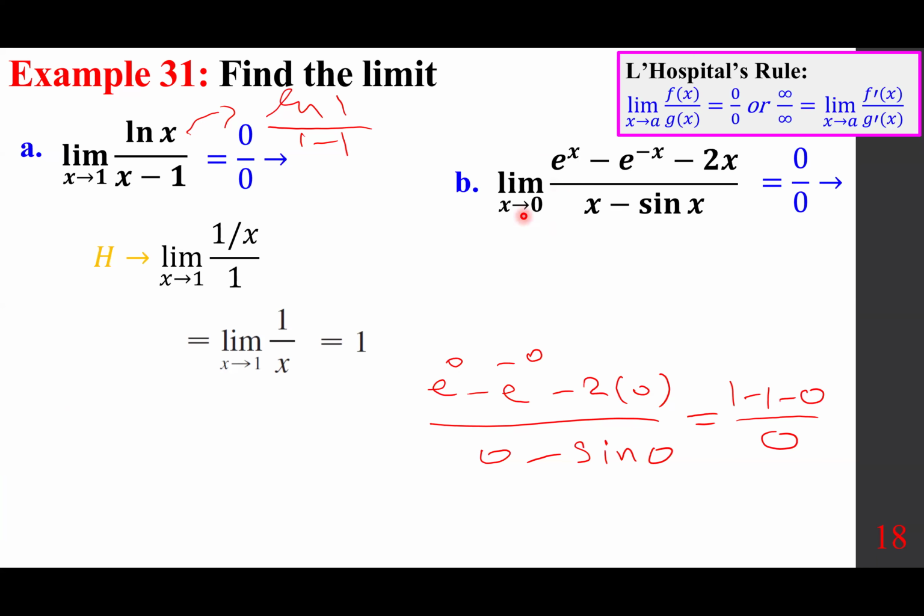So that means the limit as x approaches 0. Now differentiate the top, you get e to the power of x plus e to the power of minus x minus 2. The bottom becomes 1 minus cosine x.